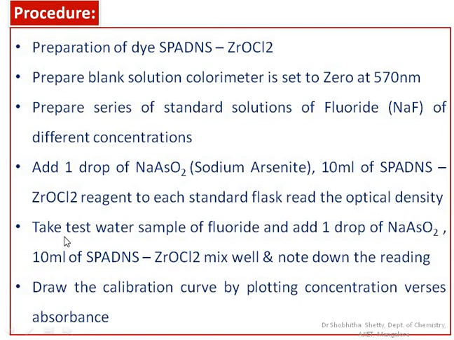Now for the test sample that we want to analyze, we take it in a flask. Again we add 1 drop of sodium arsenite to the same flask and add 10 ml of Spands zirconyl chloride reagent, mix well, and note down the absorbance reading. Next, compare these values using a calibration curve, and you can easily identify the concentration of fluoride in the test water sample or unknown concentration water sample. So these are the steps involved in the determination of fluoride.